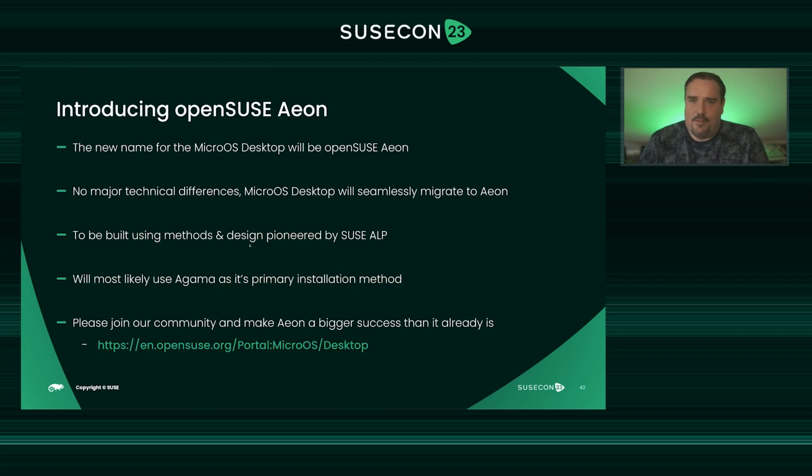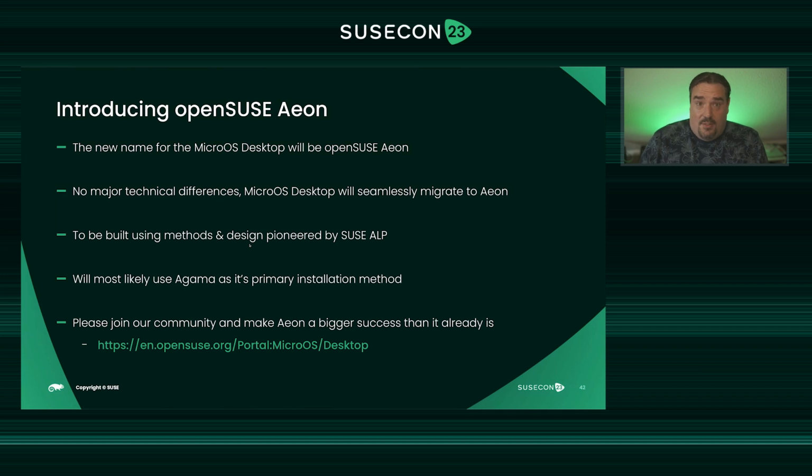So I've spent this entire presentation talking to you about the MicroOS desktop, but in fact, I've really spent this entire presentation talking to you about openSUSE Eon because that's the new name for the MicroOS desktop. There's going to be no major technical differences. The whole point of this transition is the MicroOS desktop will seamlessly migrate to Eon. So you can download the MicroOS desktop today. You can install it. When the new name goes online and things slightly change there, your system will migrate seamlessly between it.